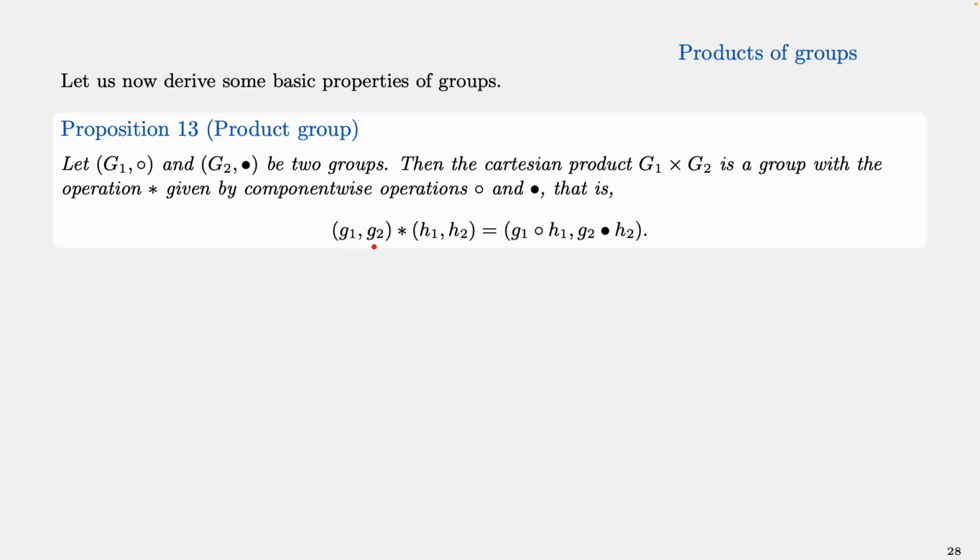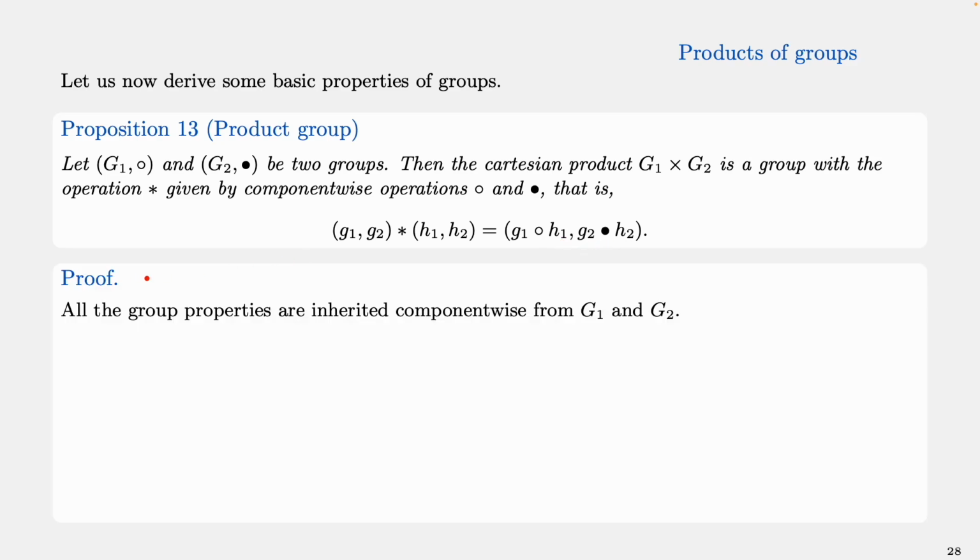So the pair g1, g2 with g1 coming from this one and g2 coming from this one, operating with the pair h1, h2 with h1 coming from G1 and h2 coming from G2, is simply defined by applying the individual group operations component-wise. So we define this to be g1 circle h1 and in the second component g2 bullet h2.